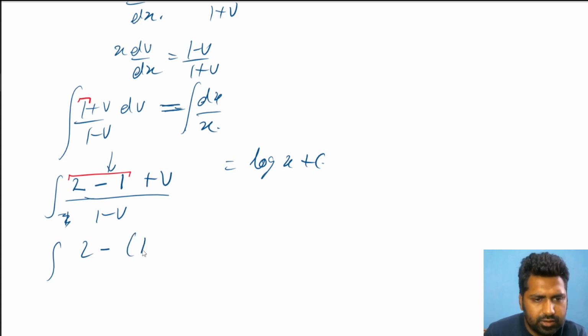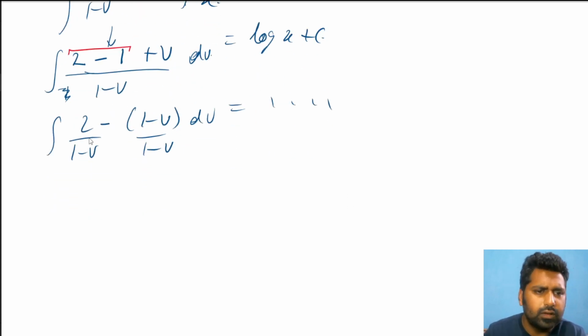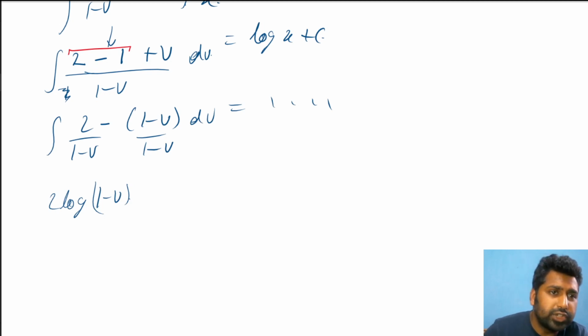2 minus, take the negative common, 1 minus v, and now separate it, 1 minus v upon 1 minus v, dv. Okay, copy the right side. 2 upon 1 minus v integration, that's simple, log. So 2 log 1 minus v. Okay, and remember the coefficient of v, that's negative. So what you do is get this negative outside. Okay, so minus 2 in the denominator as such, but sign can be in the numerator as well as in the denominator. This integration is done.